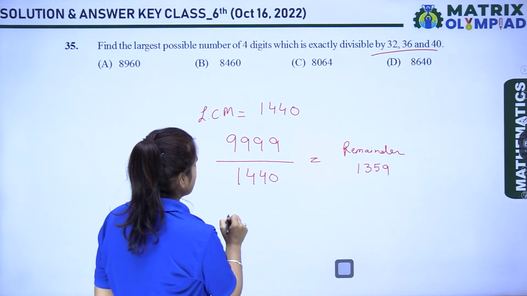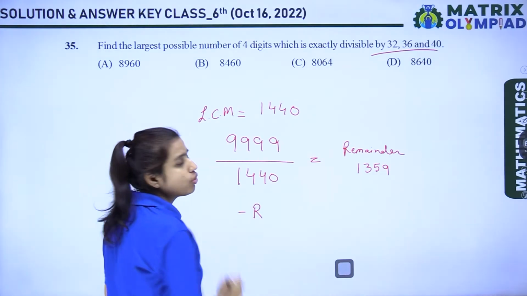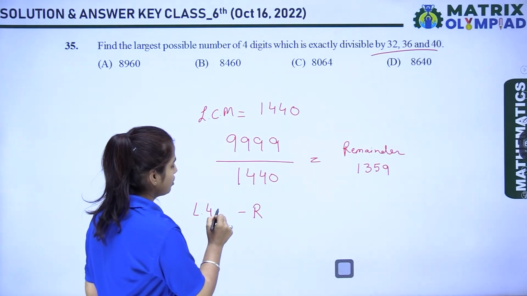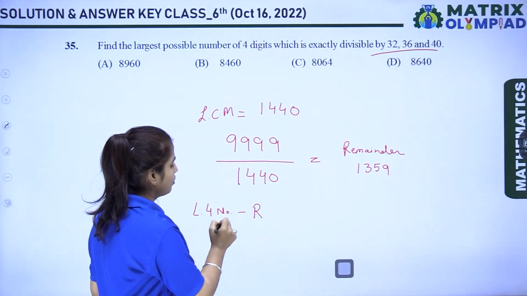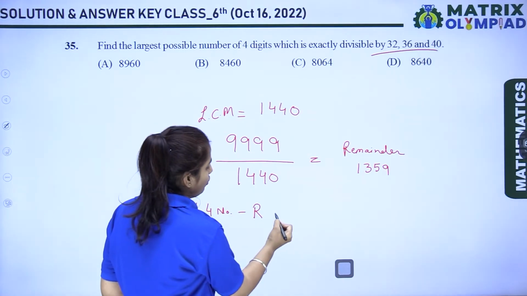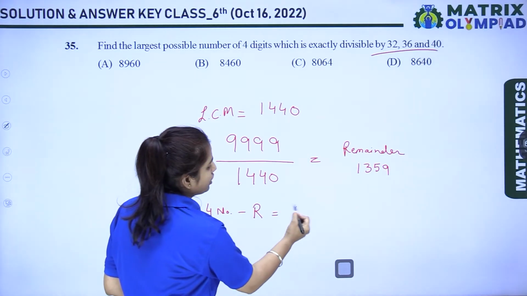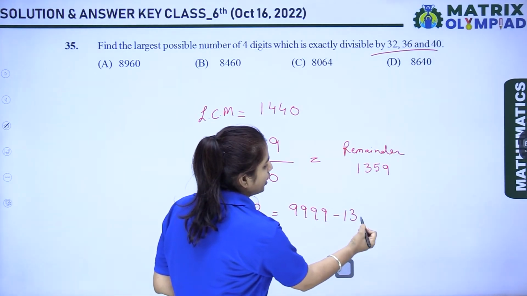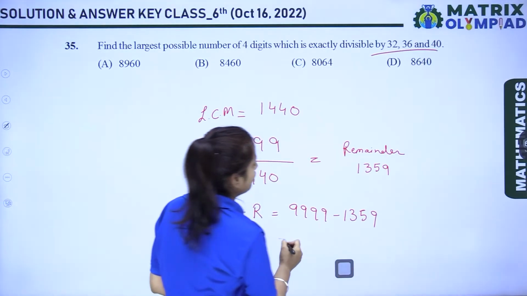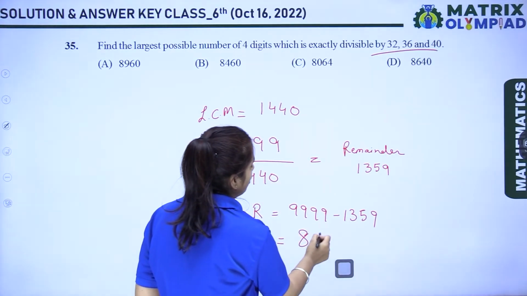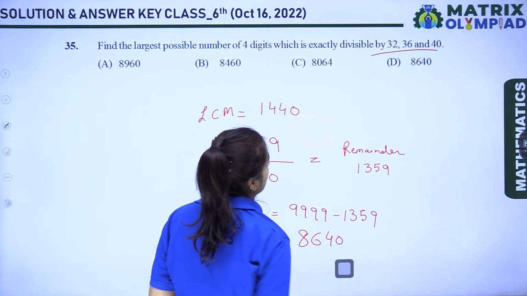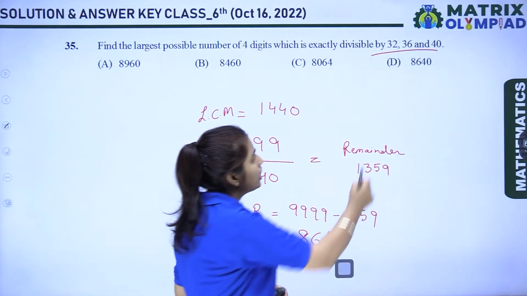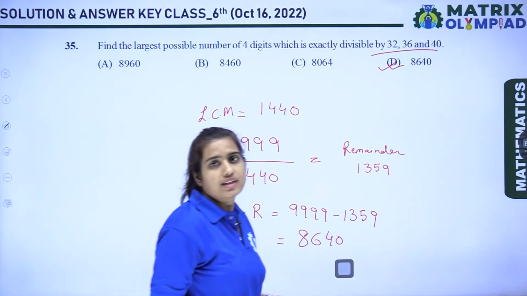Now the remainder is going to be subtracted from the largest 4 digit number. Now here the largest 4 digit number is 9999 minus 1359. Here we get the answer 8640. So according to the options, we have option D as the correct answer.